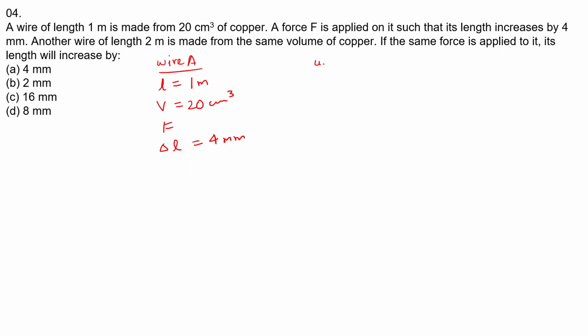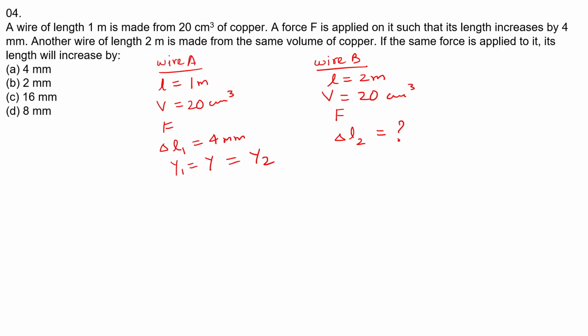Another wire, let's call it wire B. Its original length is 2 meter, made from the same volume of copper. Both are made of copper. What do we understand from this? Because both are copper, the same material, their Young modulus will be the same. If the same force is applied on this wire also, its length will increase by what? Here the change in length was 4 mm, and I need to find out the change in length here.